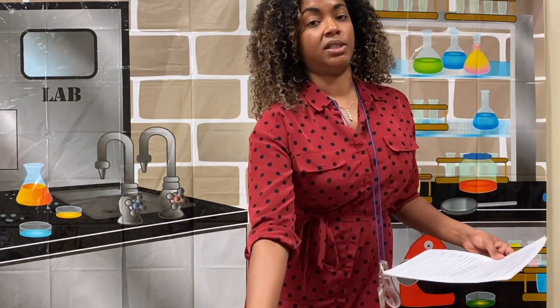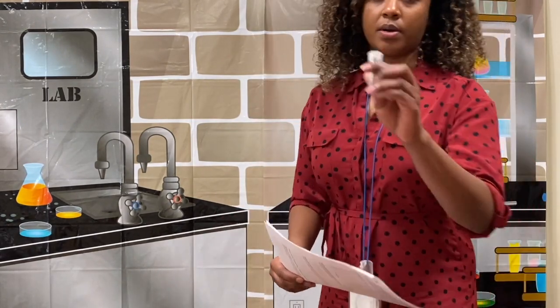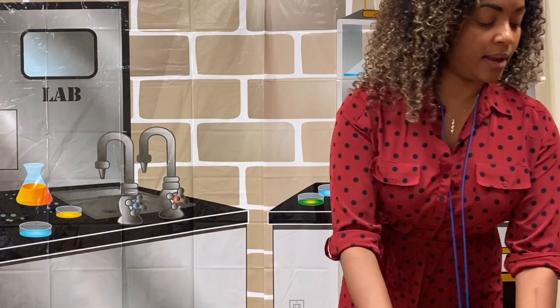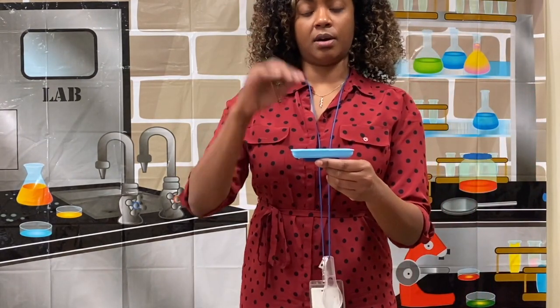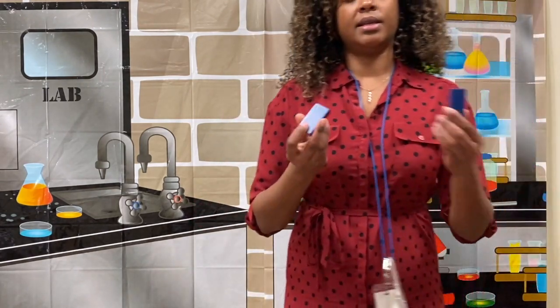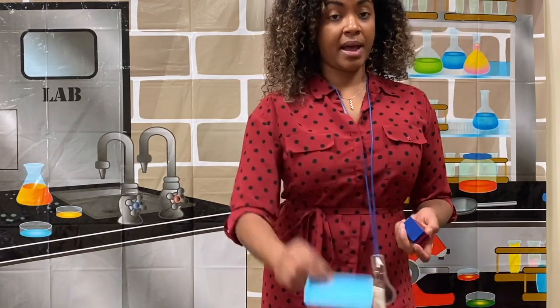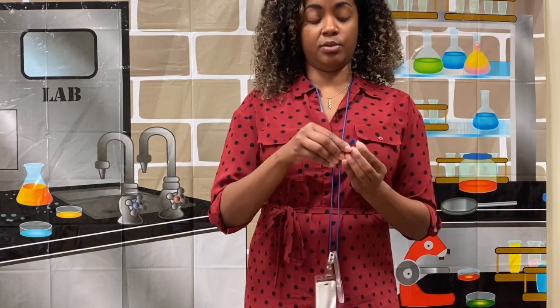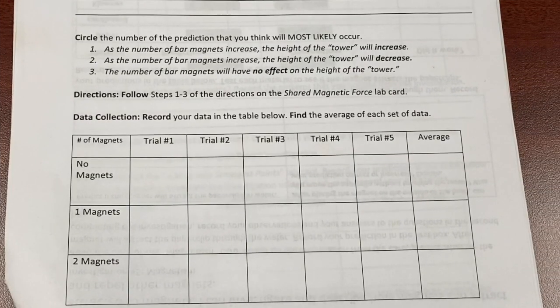In our investigation today, we will be building a tower using either paper clips or the metal beads and placing a magnet under the tray and then building our tower up. The thing that we are changing, our independent variable, is the number of magnets. First, we're going to build the tower with 0 magnets, then 1 magnet, then 2 magnets. The thing that we will be measuring, or our dependent variable, will be the height of the tower that we built.